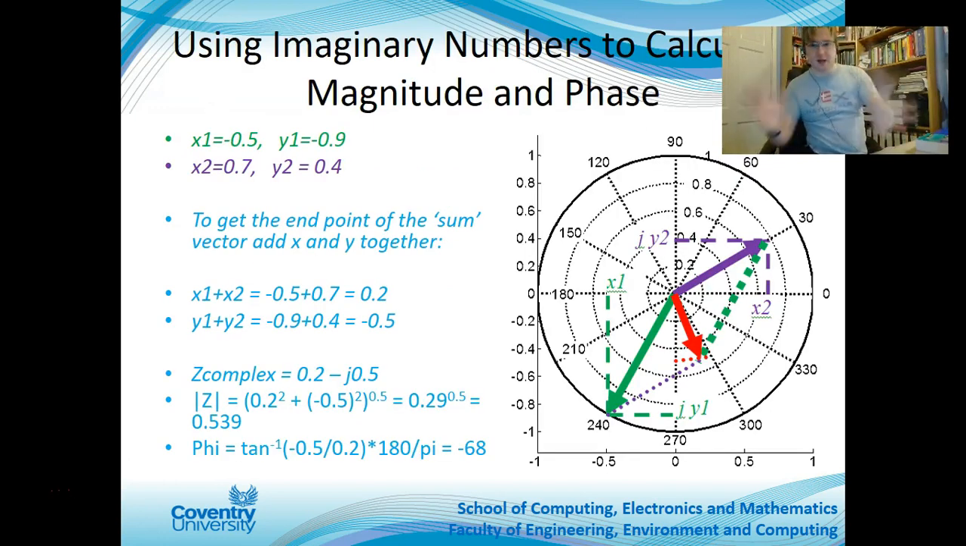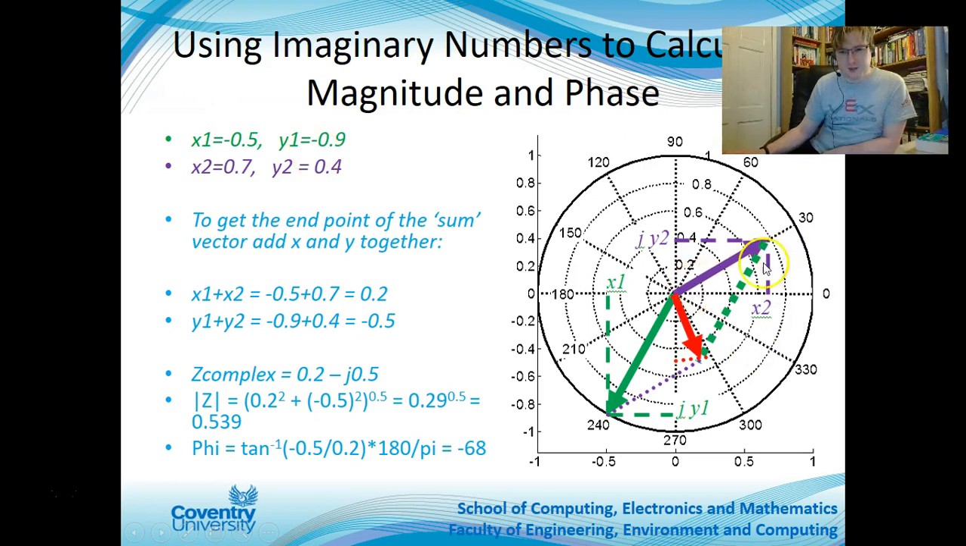Okay, so how do we use these things? This is similar to the example that we had last week in that slide. Here we have a real value. If we go from the tip of this vector down to here, it's 0.2, 0.4, 0.5, and down here it's minus 0.9, so minus 0.5, minus 0.9. That's our real number, that's our imaginary number.